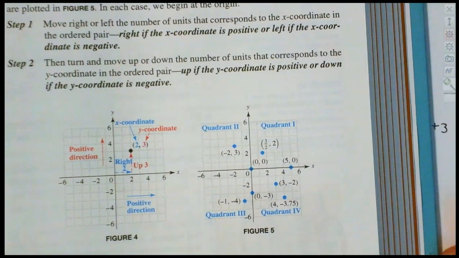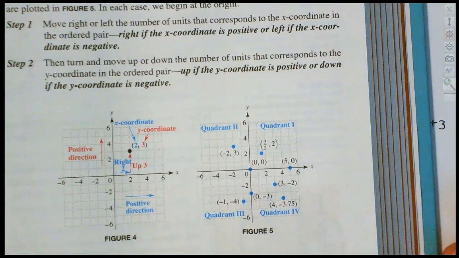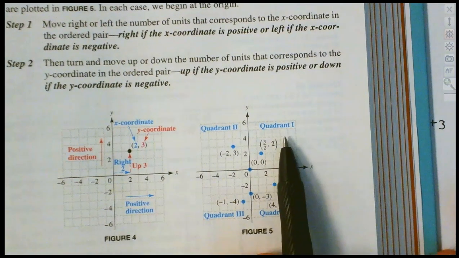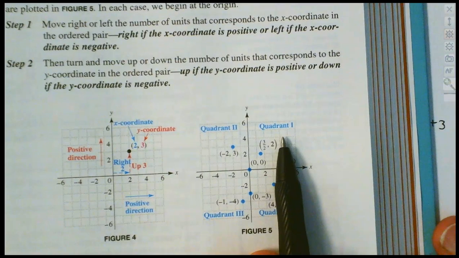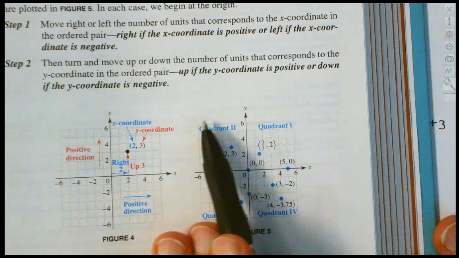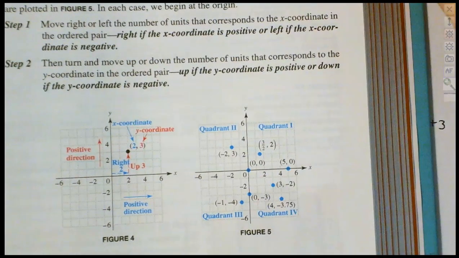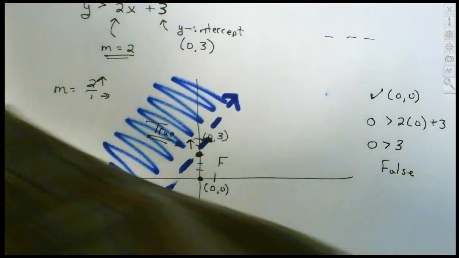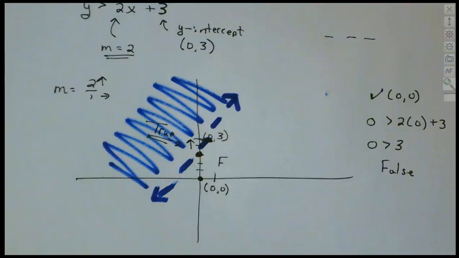This is way back on page 213. We don't use quadrants a lot, but this is how they're labeled. Quadrant 1, 2, 3, and 4. So they go counterclockwise. So what we want is we want to know which quadrants are going to be shaded.